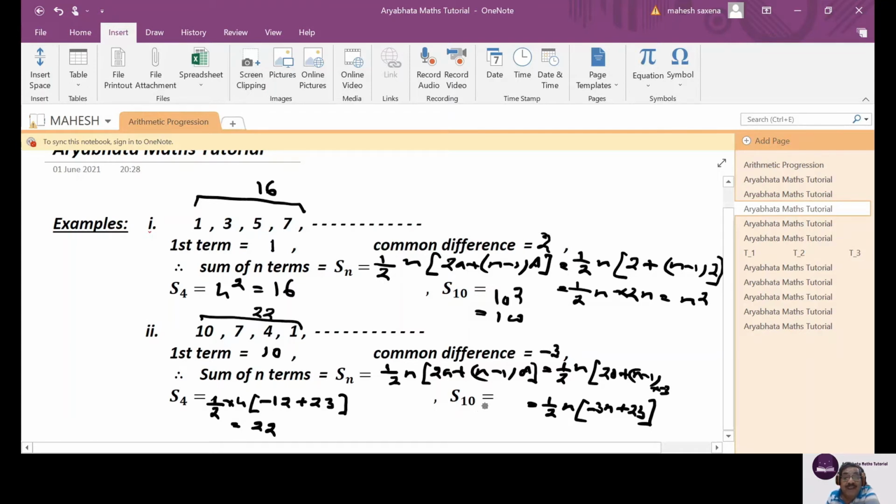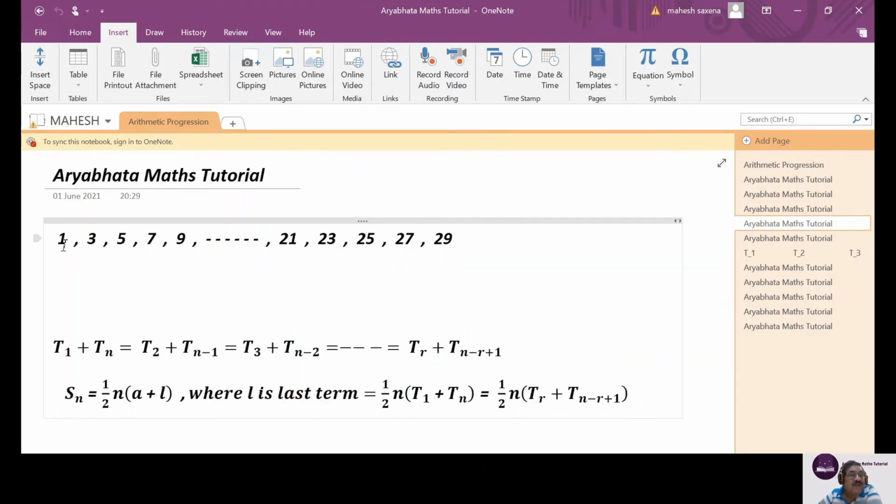S10 will be 1 by 2 into 10 into (minus 3n, that is minus 30, plus 23), that is 5 into minus 7, that is minus 35.